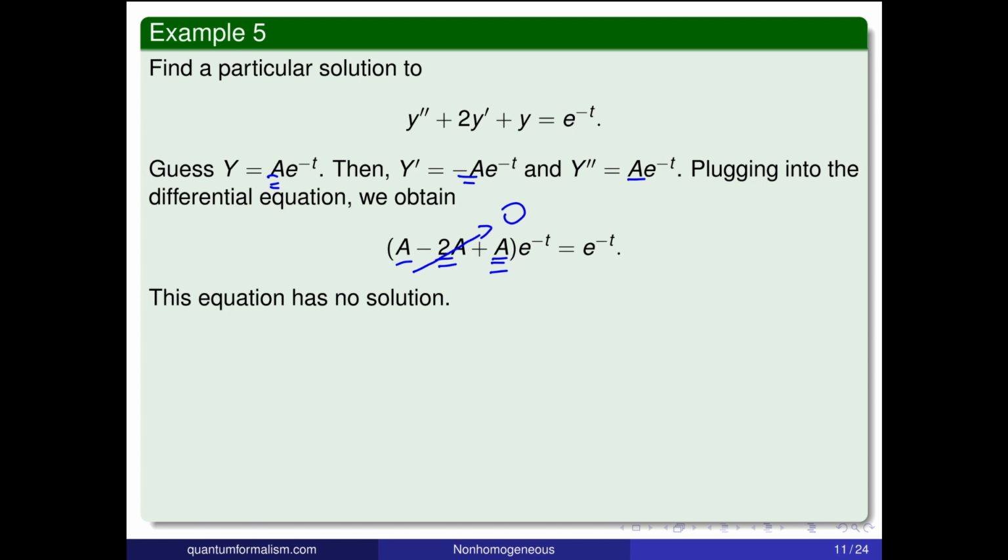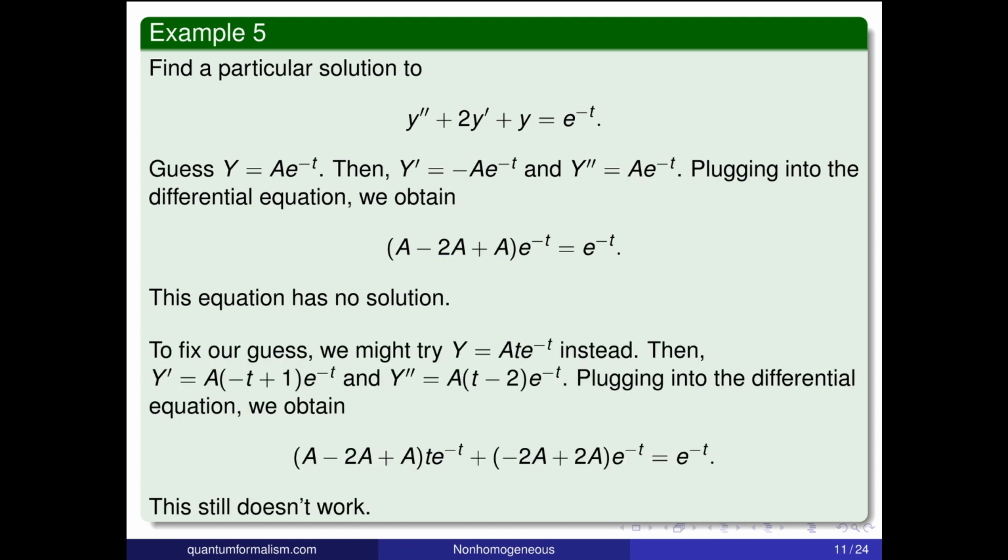What can we do to fix it? Well, when we were doing the repeated root case for the homogeneous solutions, what ended up happening is when we only had one of these exponential functions as the solution, multiplying by t led to another solution. So t times e to the minus t might be something that works. And that's not a bad idea. That is the right instinct for sure. So if we try capital A t e to the minus t, let's see what we get.